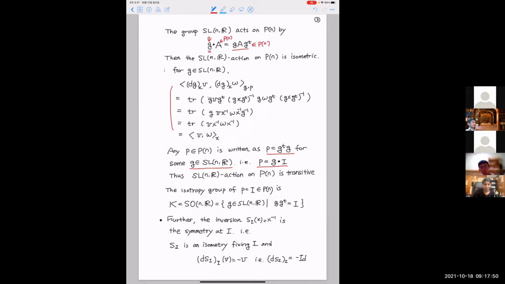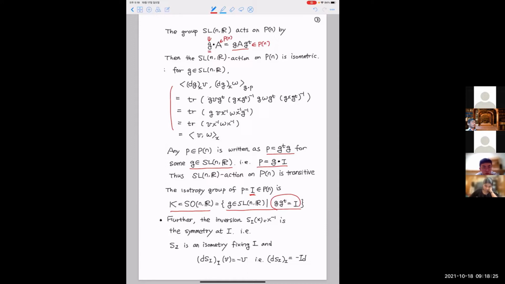And you can also see what the isometry group is in this setting. So let's take the identity point. The identity is a symmetric positive definite matrix. So then its isotropy group is SOnR because it satisfies G transpose G is identity. Okay.